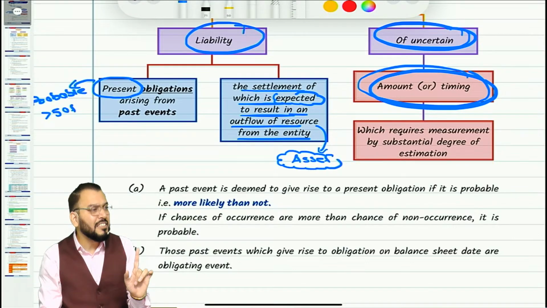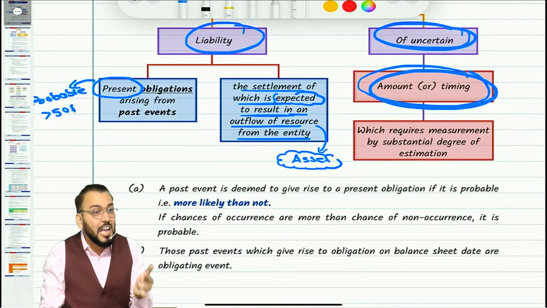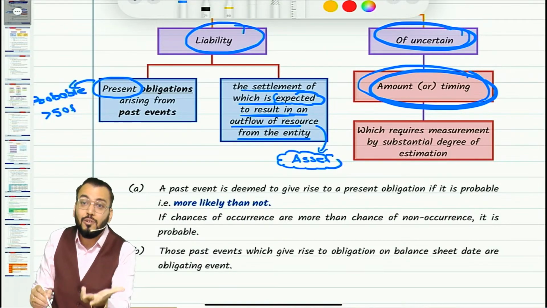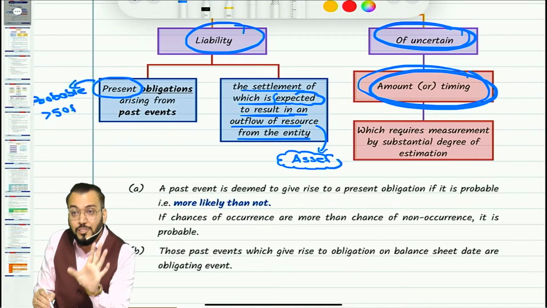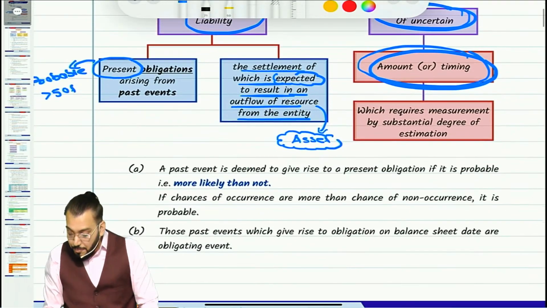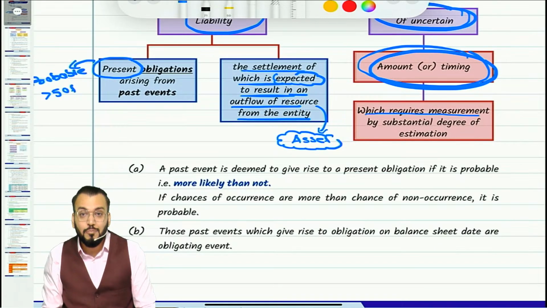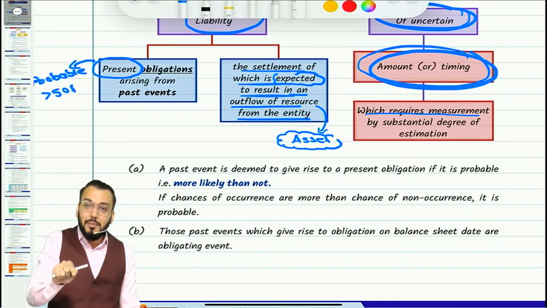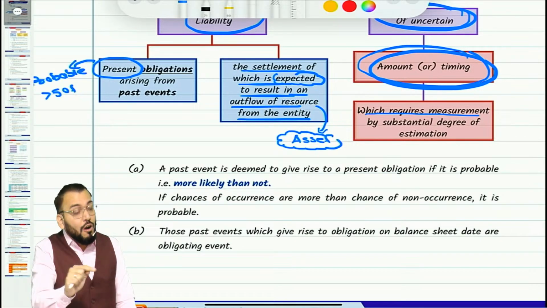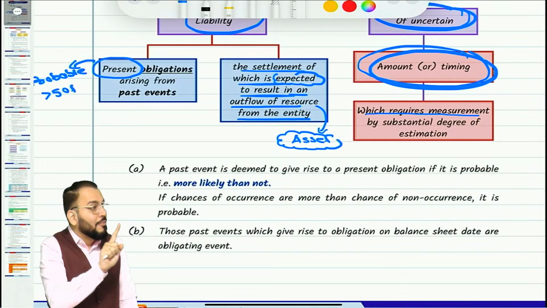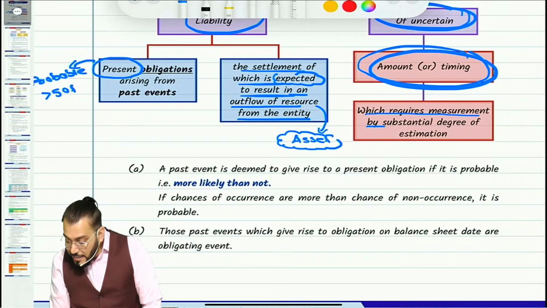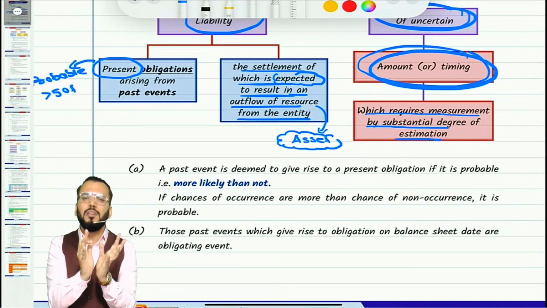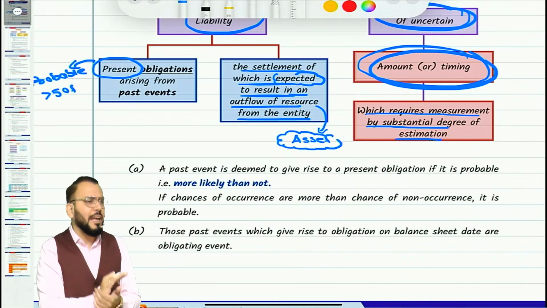It means it requires some estimation. And if you can estimate amount or timing or both, then you should recognize it as provision. But that provision is also a liability. Means which require measurement. You need to measure it because you don't know the actual amount, you don't know the actual timing. So you should measure either amount or timing or both, by a substantial degree of estimation. Substantial degree of estimation means the amount should be approximate amount near to the actual liability.